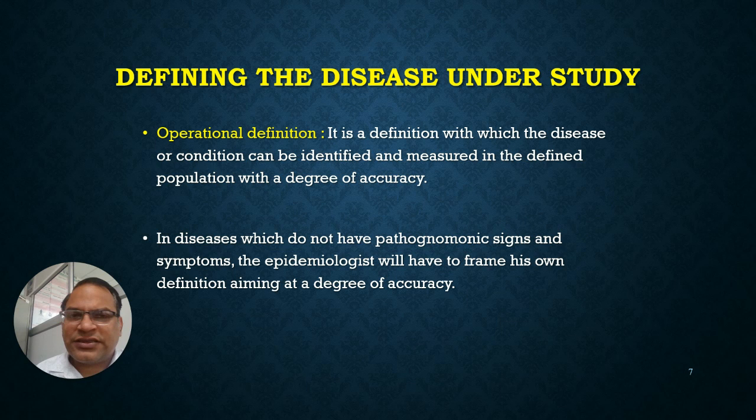Defining the disease under the study. The operational definition of a disease is a definition with which the disease or condition can be identified and measured in the defined population with a degree of accuracy. In diseases which do not have pathognomonic signs and symptoms, the epidemiologist will have to frame his own definition, aiming at the degree of accuracy.